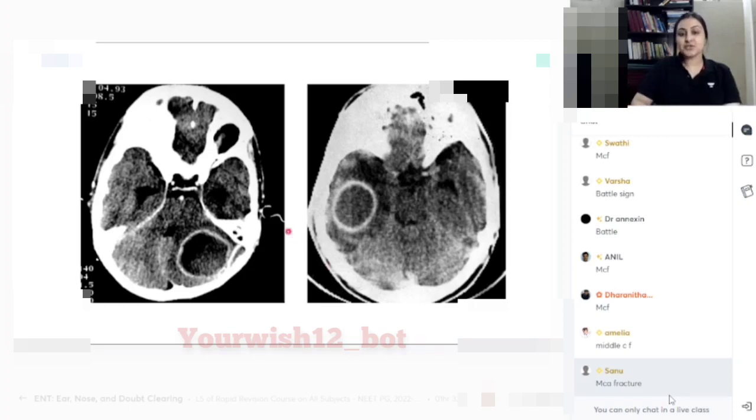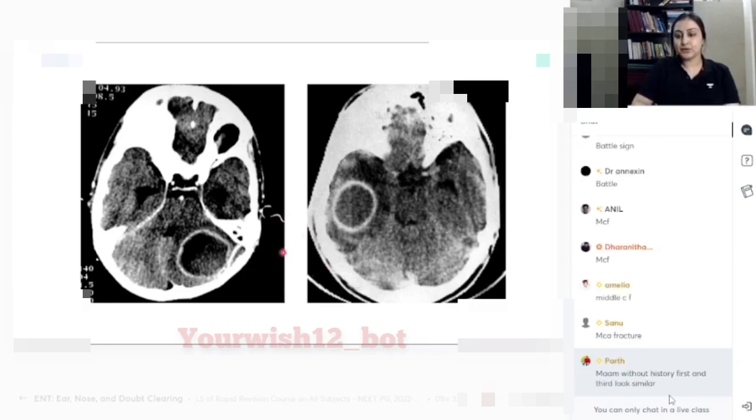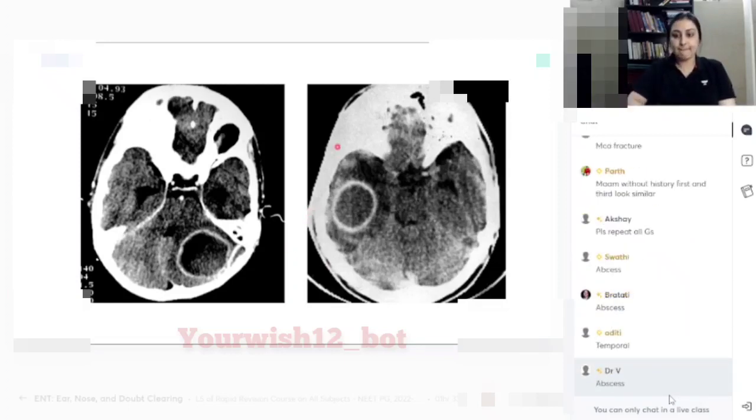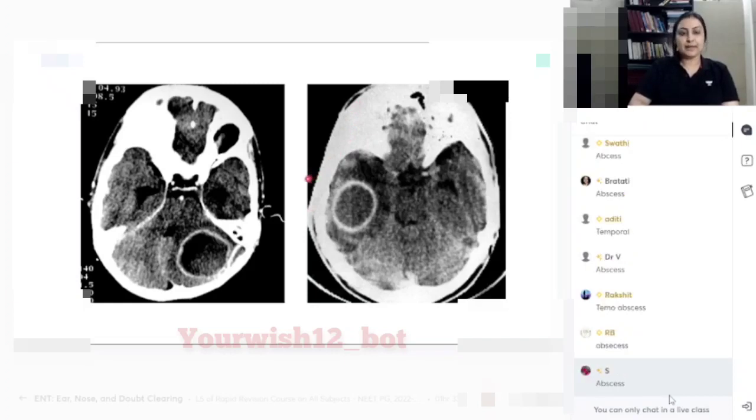One more complication of CSOM, whenever you see ring enhancing, like I have told you, हाँ without history नहीं बता पाओगे, history के साथ बताएंगे. Good, this is abscess. ठीक है, you will revise all G's on your own. Okay, so this is your ring enhancing lesion.